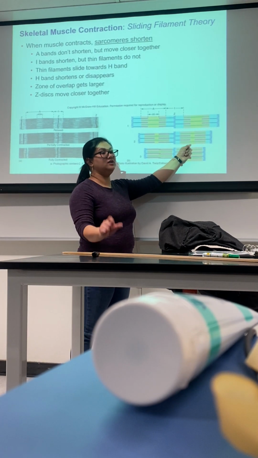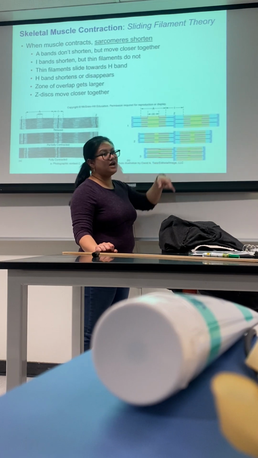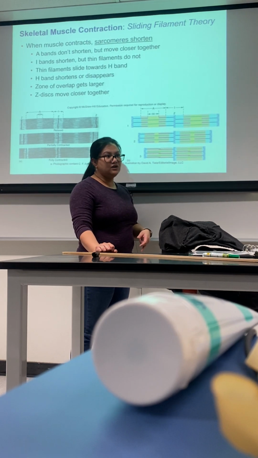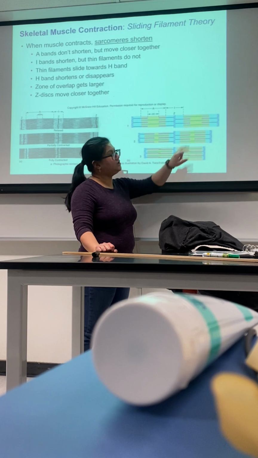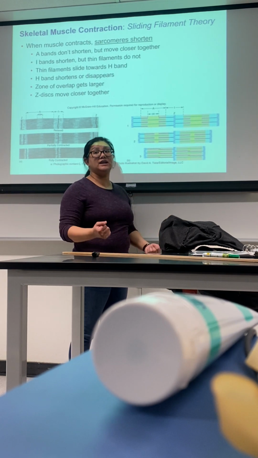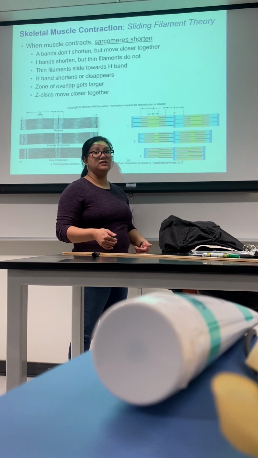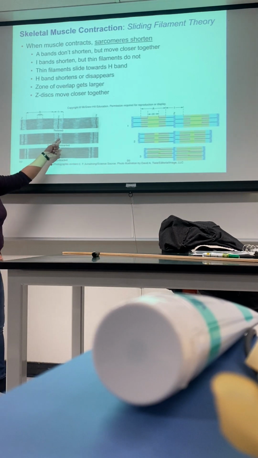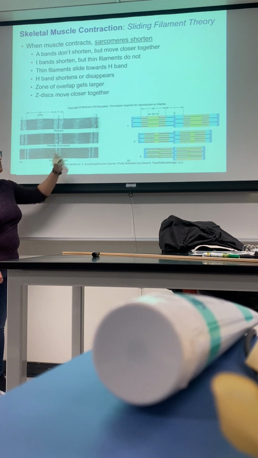They're becoming smaller. What is happening to your I bands? They're also becoming smaller. What is happening to your A bands? They're staying the same, but they're getting a little bit darker or lighter? Darker. Look at the picture here. Notice how they're getting a little bit darker, right? Why? Because that H band is disappearing.